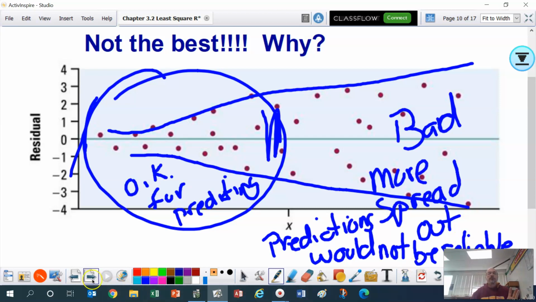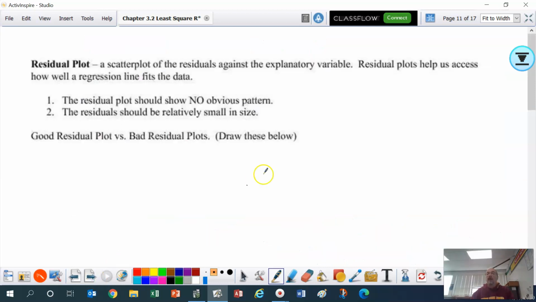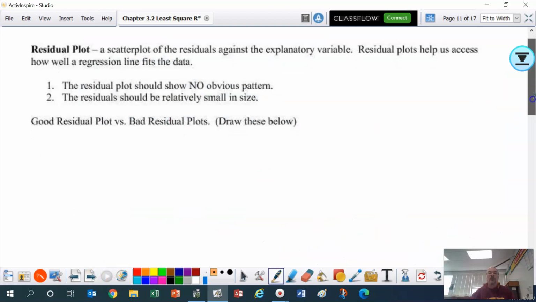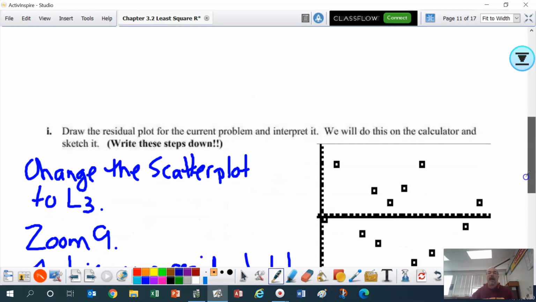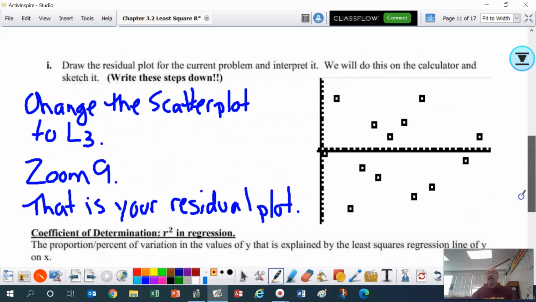All right, so what we're going to do now, ladies and gentlemen, if you need to pause, please, rewind. What we're going to do now is I'm going to show you how to do the residual plot on the calculator. Now, I've already done it, but I'm going to take you through the steps.